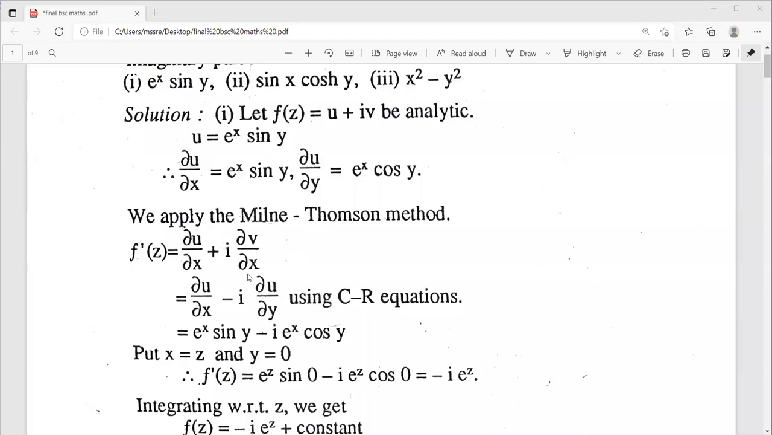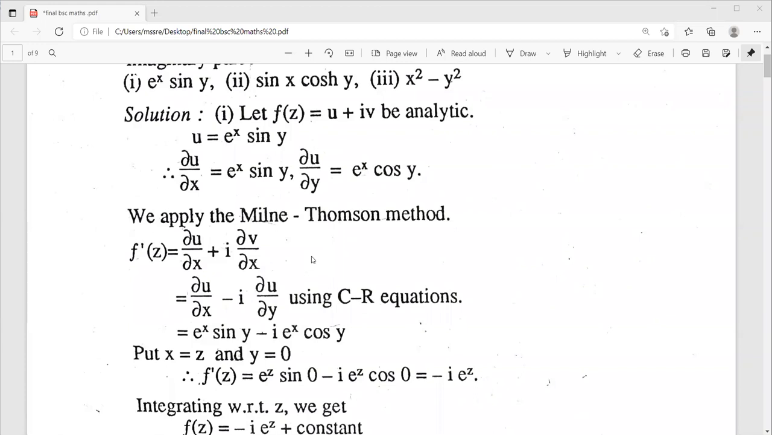See, in the CR equation, delta v by delta x is nothing but minus delta u by delta y, or delta u by delta y equals minus delta v by delta x. Using that, we have f dash of z equals delta u by delta x. We have replaced delta v by delta x by minus delta u by delta y. That is using Cauchy-Riemann equations.